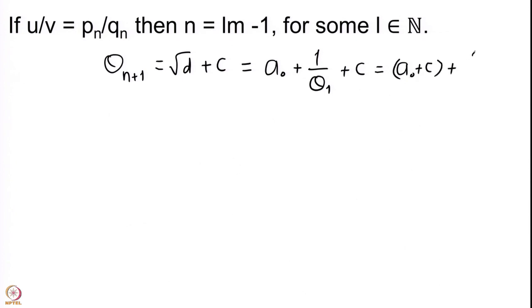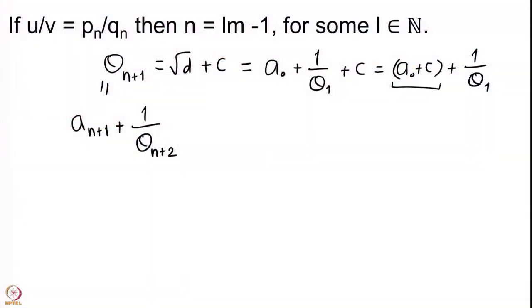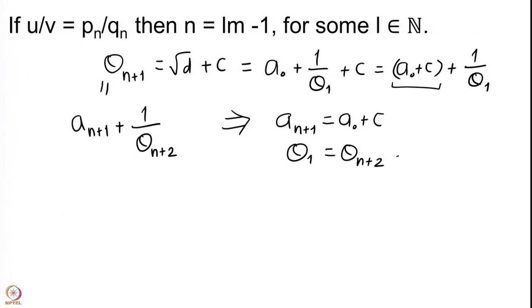So, this is a_0 plus c plus 1 upon theta_1. On the other hand, this would be a_{n+1} plus 1 upon theta_{n+2}. Because the complete quotient theta_{n+1}, its integral part is a_{n+1}. And then you would have the next remaining fractional part, you will write it as 1 upon theta_{n+2}. But if you look at it from this point of view, the integral part has to be a_0 plus c. So, this expression gives us that a_{n+1} is a_0 plus c, and then you should have that theta_1 is theta_{n+2}, which means that theta_1 is obtained after n plus 1 steps. So, n plus 1 has to be a multiple of your period m. You remember m was chosen to be the smallest possible such number where you get periodicity.